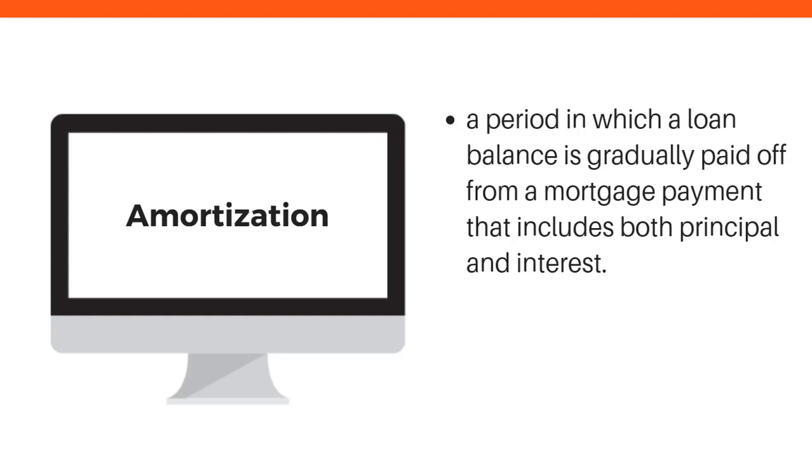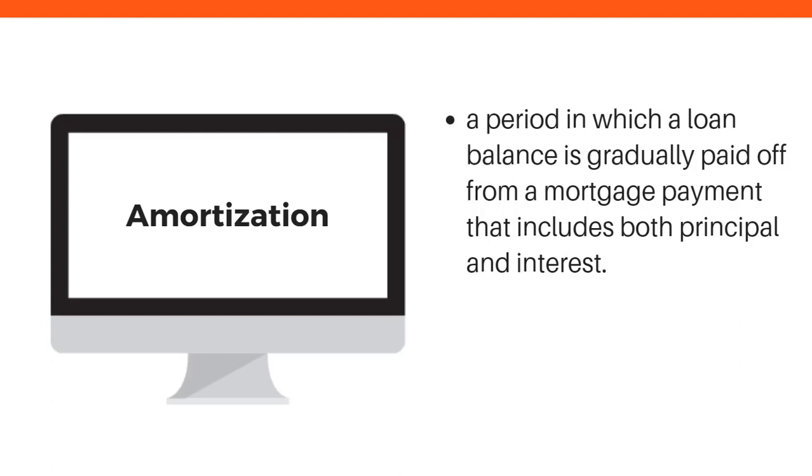Amortization. This is a period in which a loan balance is gradually paid off from a mortgage payment. This includes both principal and interest. So when you go to the bank and you get a mortgage, they're going to print out an amortization schedule, which is going to show you basically a calendar or a schedule that shows you all the payments that are due. And it's going to show you over the life of the loan how each payment affects the loan balance. You're going to see each payment amount, how much is interest, how much is principal, and you're going to watch how the loan balance goes down from month to month during the entire duration of that loan.